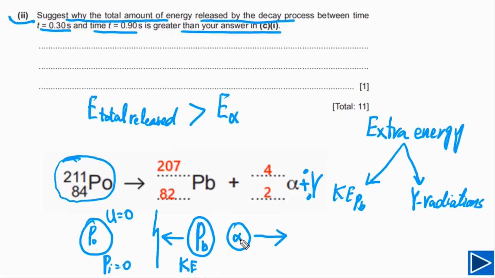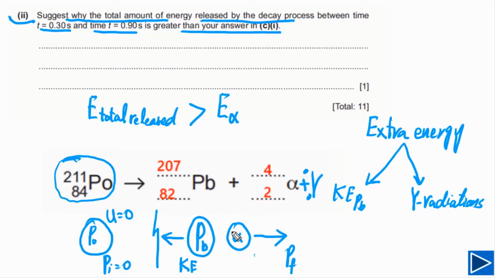So all the energy is not the kinetic energy of the alpha particle. Energy released in this decay becomes kinetic energy of the alpha particle, it also becomes kinetic energy of Pb, and also it is energy of gamma radiations. So final momentum has to be conserved. So P final has to be equal to P initial. That's the reason these particles have to go in opposite directions.